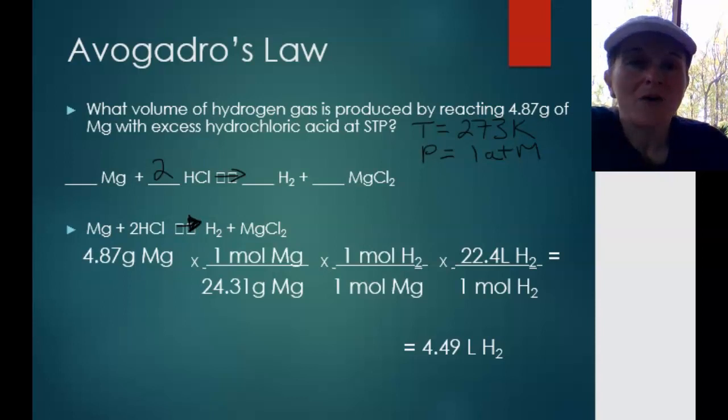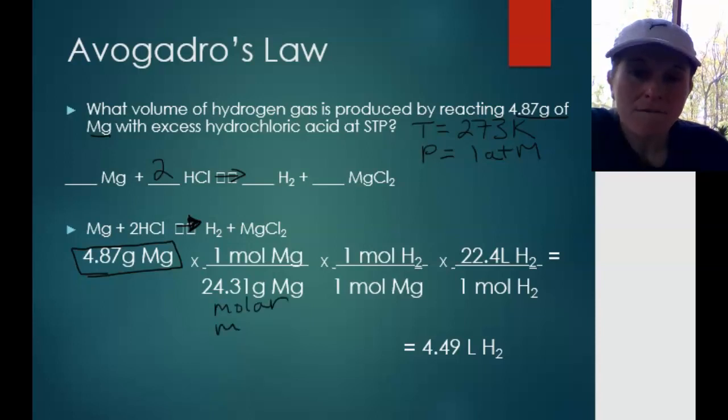I gotcha. Okay, so we're going back to our conversions from way back when. This is our starting amount of magnesium. We always start with what they've given us. We need to convert that to moles. So right here we have the molar mass of magnesium from the periodic table. So now we have how many moles of magnesium we need. And then we're going to convert this from moles of magnesium that we started with to moles of hydrogen gas that we are producing.